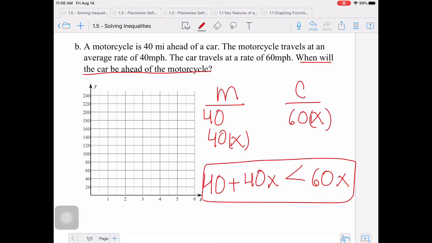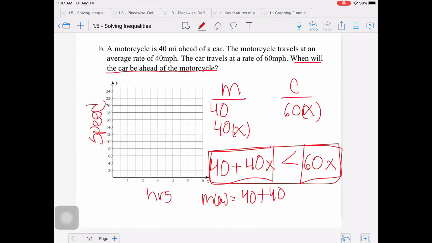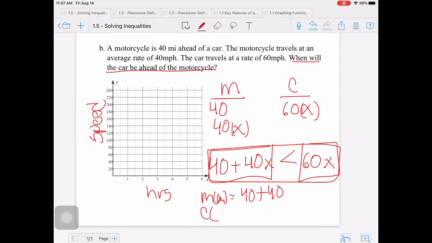Now I'm going to go ahead and graph that. As we know, X is going to be your hours, and this is going to be your speed, or your miles. Cool. So let's go ahead and graph this. And remember, to be able to graph an inequality, or to be able to solve an inequality or an equation, you have to break that into two functions. So I'm going to say m of x, my motorcycle, is 40 plus 40x, and c of x, my car, is going at 60 miles per hour. Cool.